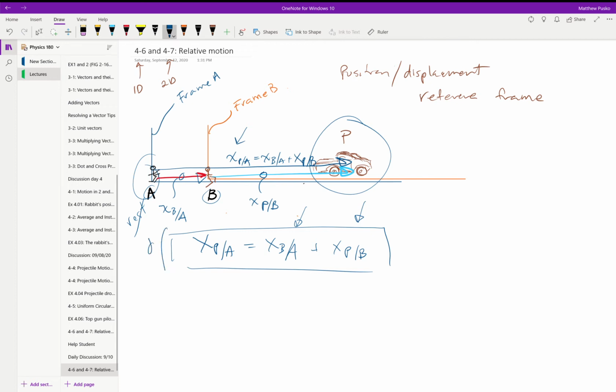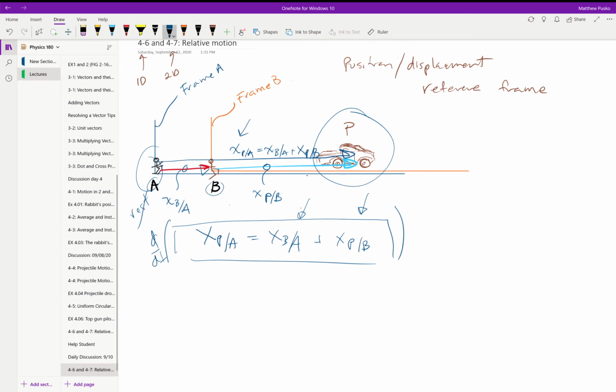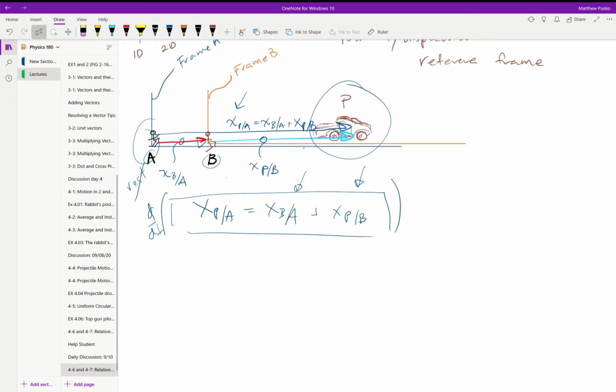Okay, so check this out. We can take the time derivatives. If you don't expect the time derivative or integral by now, you're not paying attention. Just kidding. If we take a time derivative of this, we get the velocity of P with respect to A is equal to the velocity of B with respect to A plus the velocity of P with respect to B.